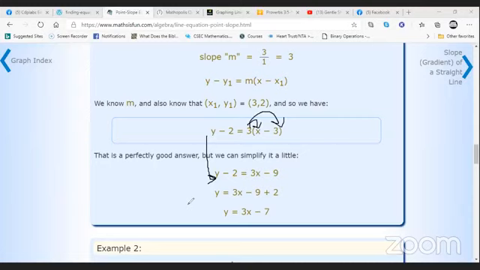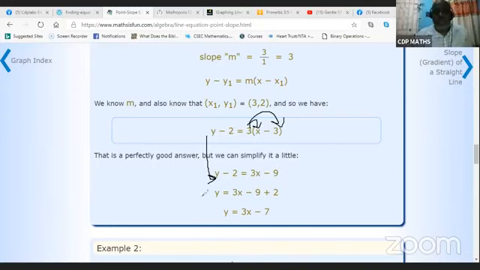You still have the y minus 2 equal, and you multiply the 3 times x for it to become 3x, and the 3 times negative 3 for it to become negative 9. Okay, so what about from here now?